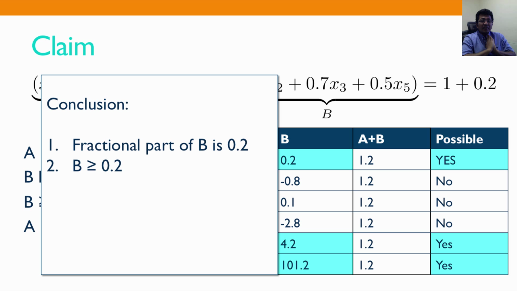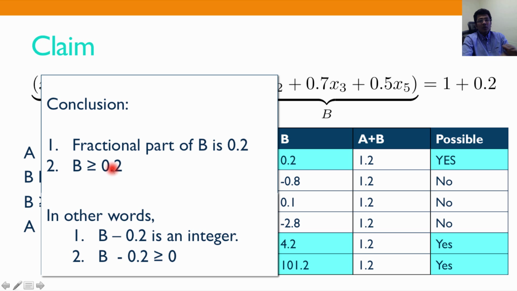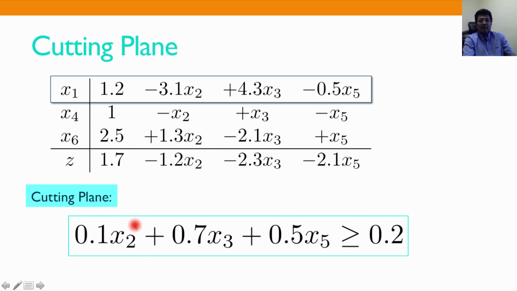If you're convinced of this, the rest of this is really easy. If you're not convinced, I suggest that you rewind and go through this argument again and convince yourself that the fractional part of B is some whole number plus 0.2. It's positive. So B must be greater than or equal to 0.2. It cannot be between 0 and 0.2. It has to be 0.2, 1.2, 2.2, 3.2, something plus 0.2, where the something is greater than or equal to 0. So B itself is greater than or equal to 0.2. In other words, B minus 0.2 is an integer and B is greater than or equal to 0.2. This part will give us now our cutting plane. All right, if that part is clear, then here we go.